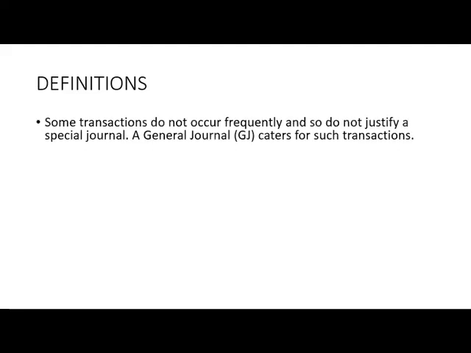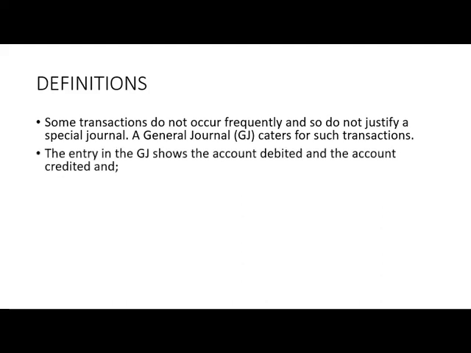Anything that does not relate to what I've said thus far, we are not going to record in the other six journals. We are simply going to record it in the general journal. Now, let me just get into it. It is a subsidiary journal. It is a book of first entry. As I've said, some transactions do not occur frequently and so do not justify a special journal. A general journal caters for such transactions.